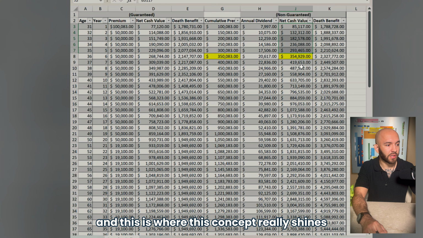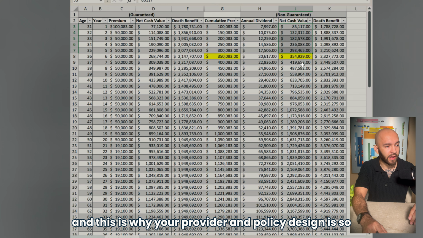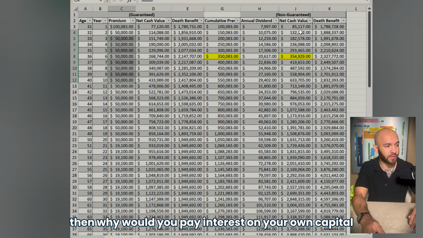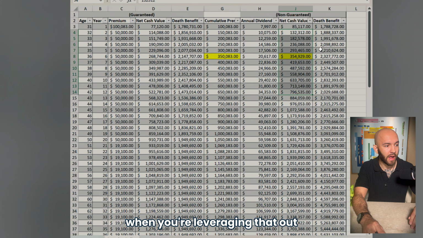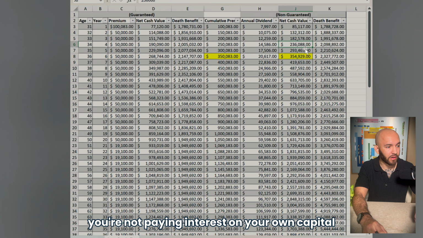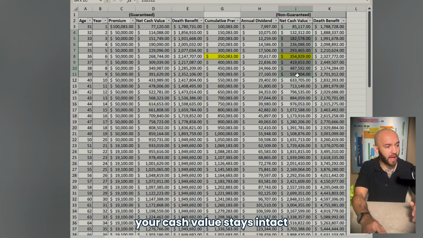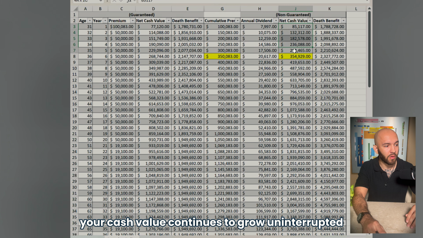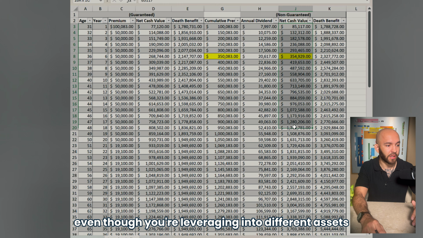But here's what's really cool, and this is where this concept really shines. And this is why your provider and policy design is so critical. A very common question that I get is, well, if this is your capital, then why would you pay interest on your own capital when you're leveraging that out to go get into different cash flowing assets? But here's the thing, you're not paying interest on your own capital. When you leverage this money out, your cash value stays intact. You are using the life insurance company's money as leverage into those different cash flowing assets. Your cash value continues to grow uninterrupted, even though you're leveraging into different assets.